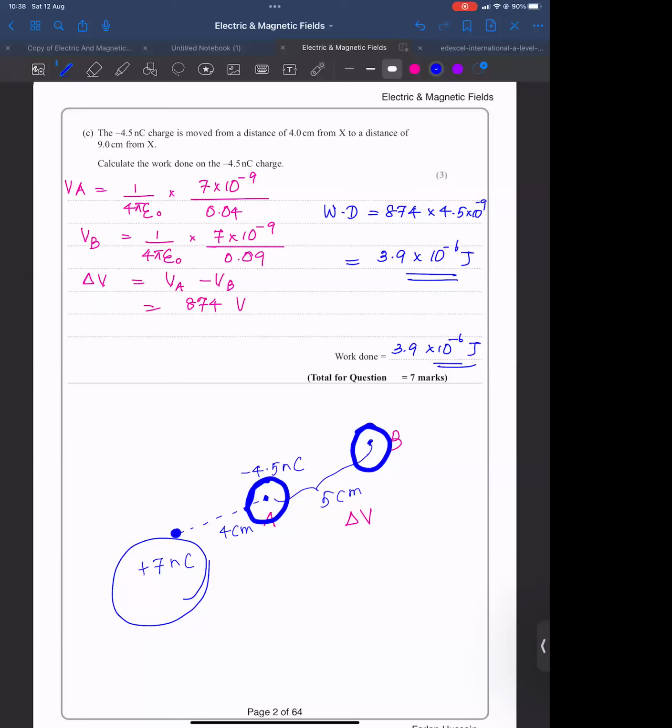Sir, why did you convert 4 centimeters to 0.04? Normally we use meters, right, in calculations.